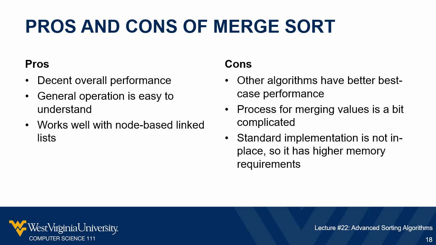It does have some significant cons though. It's not necessarily the fastest. There are some other algorithms that have better best case performance. And the process for going through and merging things is a little bit complicated. Perhaps the biggest knock on merge sort is that its normal implementation, like what we've looked at here, is not in place. It goes and creates copies of the arrays that we're trying to go through and sort. So it does have higher memory requirements, and if you're trying to sort a really large array, it's potential that could become a problem. Maybe you just don't have that amount of memory readily available.